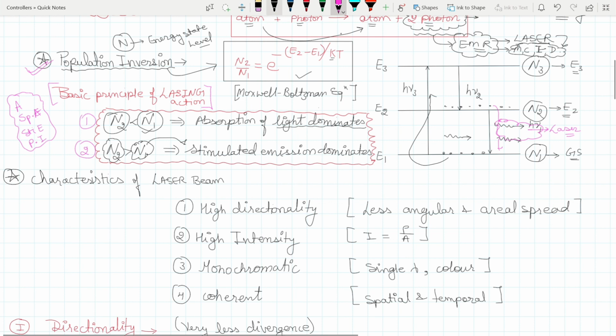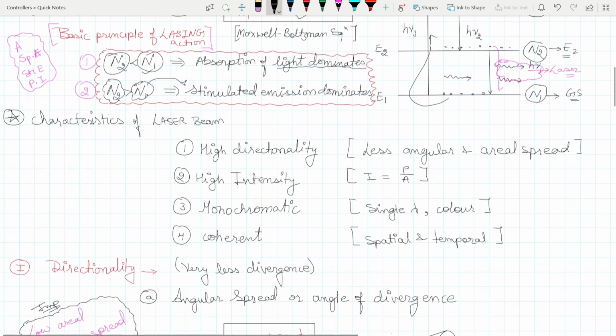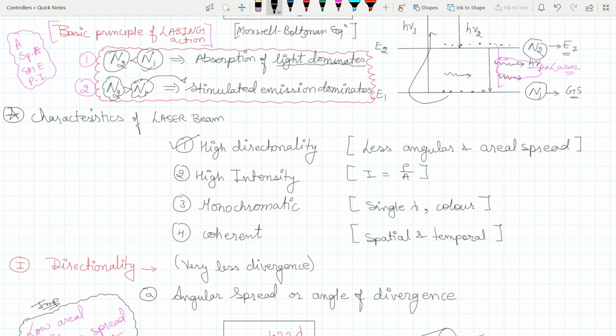Now, next point, let's discuss the characteristics of a laser beam. As you all know, the laser has high directionality, high intensity, and is monochromatic and coherent. Over here, I have given all the related terms. High directionality means there will be less angular and areal spread. You can make these two concepts very clear in an upcoming video.